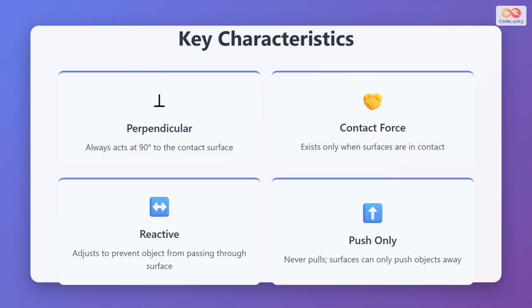Let's look at the key characteristics of normal force. First, it's always perpendicular, acting at 90 degrees to the contact surface. Second, it's a contact force, meaning it only exists when two surfaces are actually touching each other. Third, normal force is reactive. It adjusts its magnitude automatically to prevent the object from passing through the surface. And finally, it can only push, never pull. Surfaces physically cannot exert a pulling force on objects.